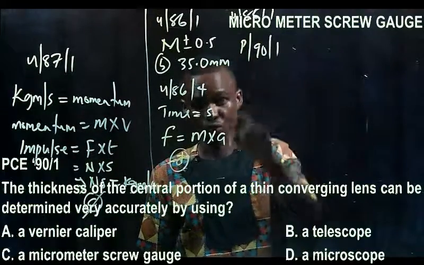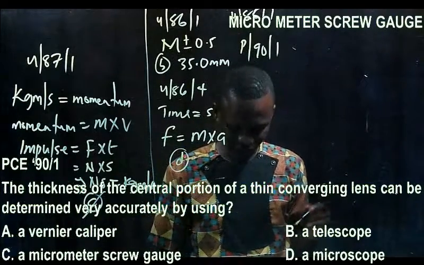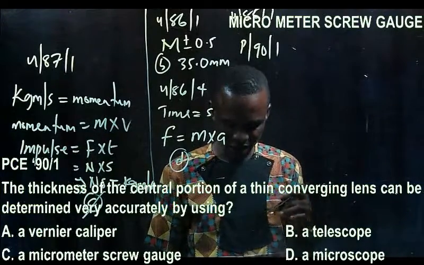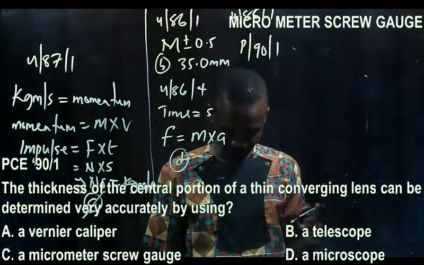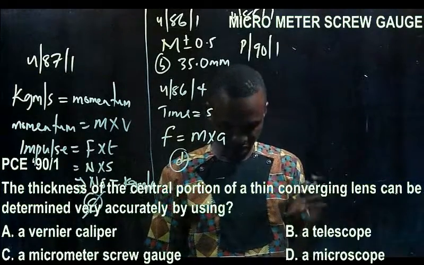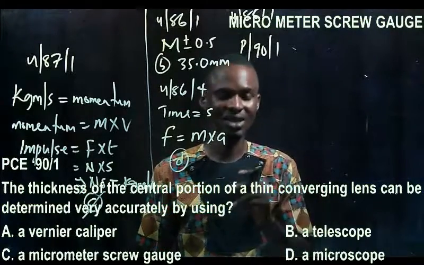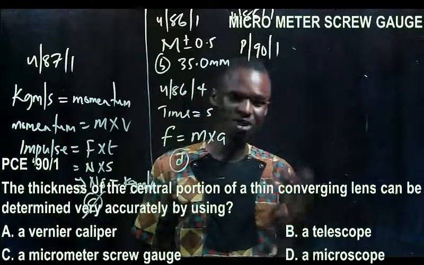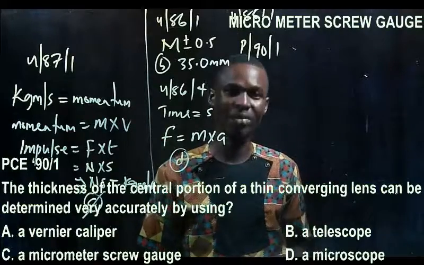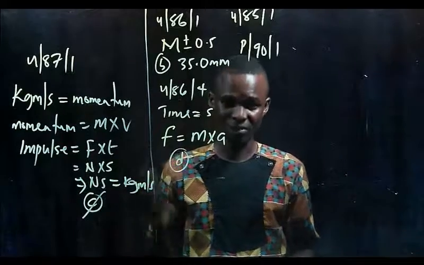1990 question 1. The thickness of the central portion of a thin converging lens can be determined very accurately by using A, vernier caliper, B, a telescope, C, a micrometer screw gauge, and D, a microscope. The correct answer is micrometer screw gauge. To measure the thickness of a thin converging lens, you use a micrometer screw gauge. Now, check my little notes on that in a previous video.